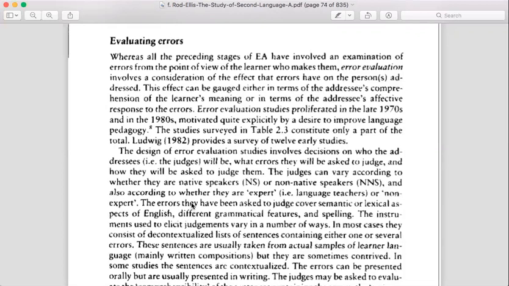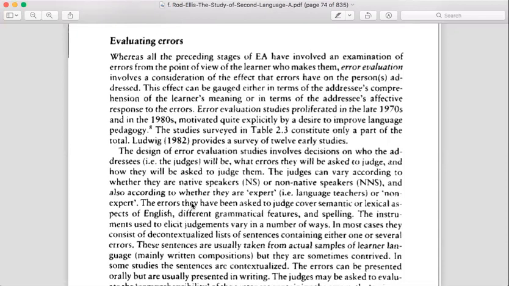Now, this evaluation of errors as the last stage is related to the judges or the examiners, the evaluators, or the person who is being addressed when the language is being spoken, or the language is being used, or the language is being written. Okay, so of course, when the students write something, someone is going to evaluate it, and they have the addressee in their mind.